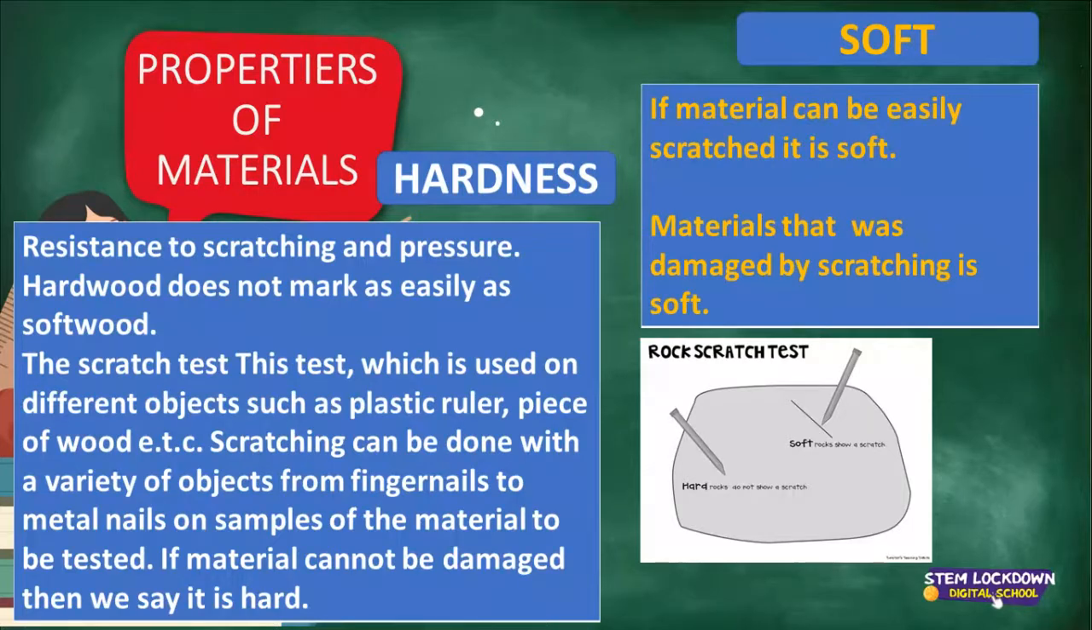Then you can take a nail and try to scratch the steel, and thereafter you scratch the plastic ruler. You see which one has got big marks. The one with marks means it is soft, and the one without marks is hard. That is how we can test hardness. So different materials differ in terms of hardness and softness.